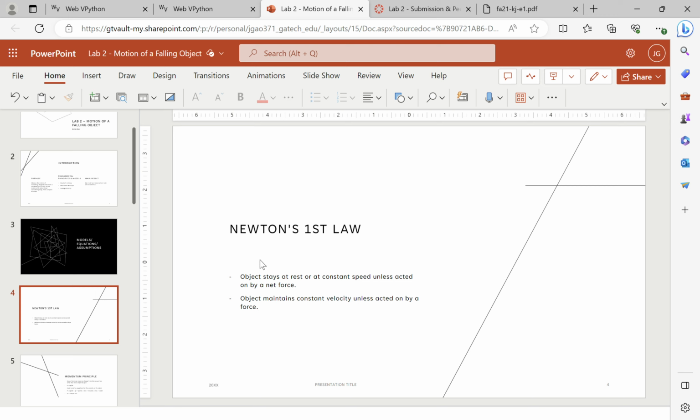So the first one I used was Newton's first law, which is basically about how an object stays at rest or at constant speed unless acted on by a net force, as well as how an object maintains constant velocity unless acted on by a force. And this later applies to our discussion about terminal velocity.